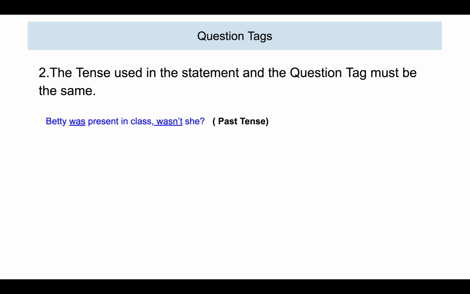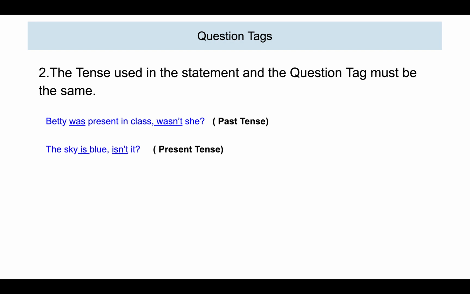Now what is the tense here? Betty was. Was is past tense. So when we take the question tag, it also has to be in the past tense. So it is wasn't she. Was is positive, wasn't is negative, but was remains was. I mean the tense remains the same.